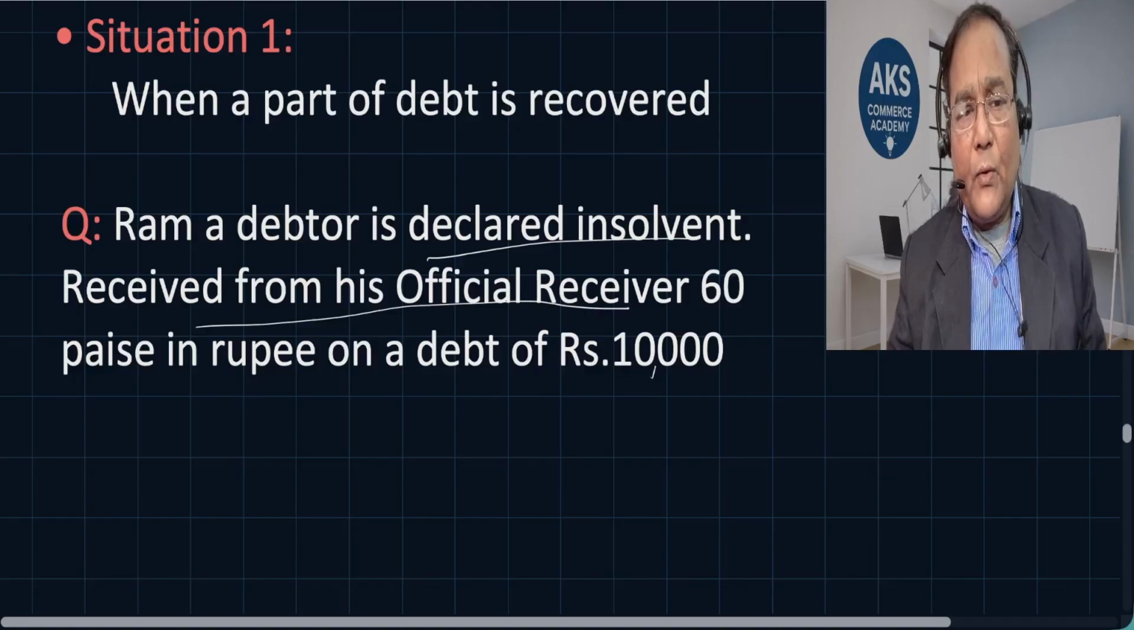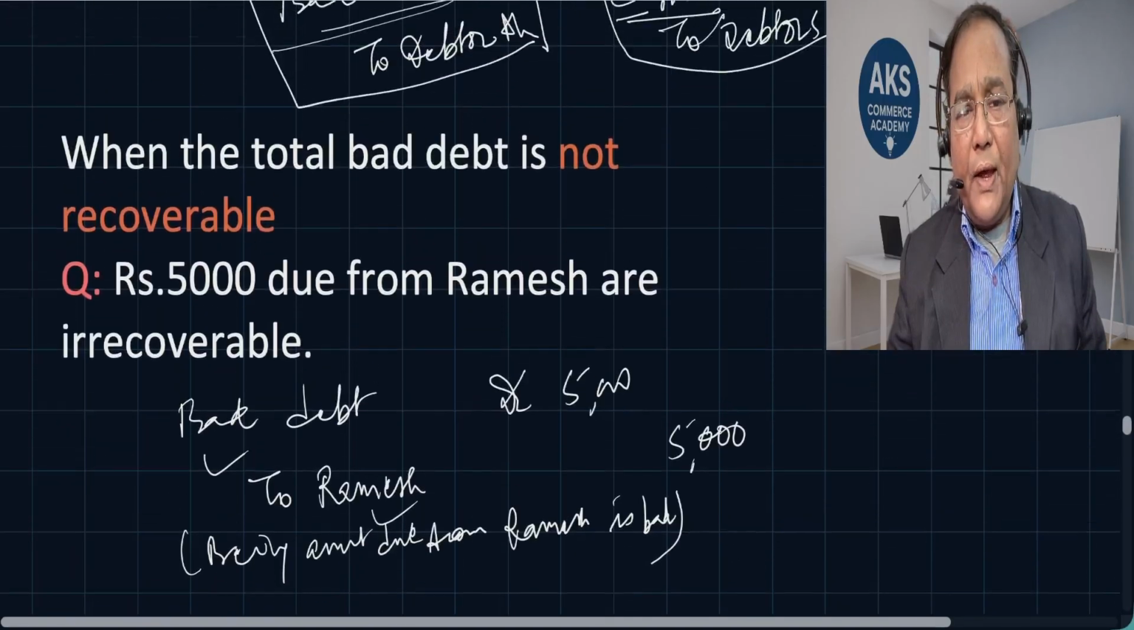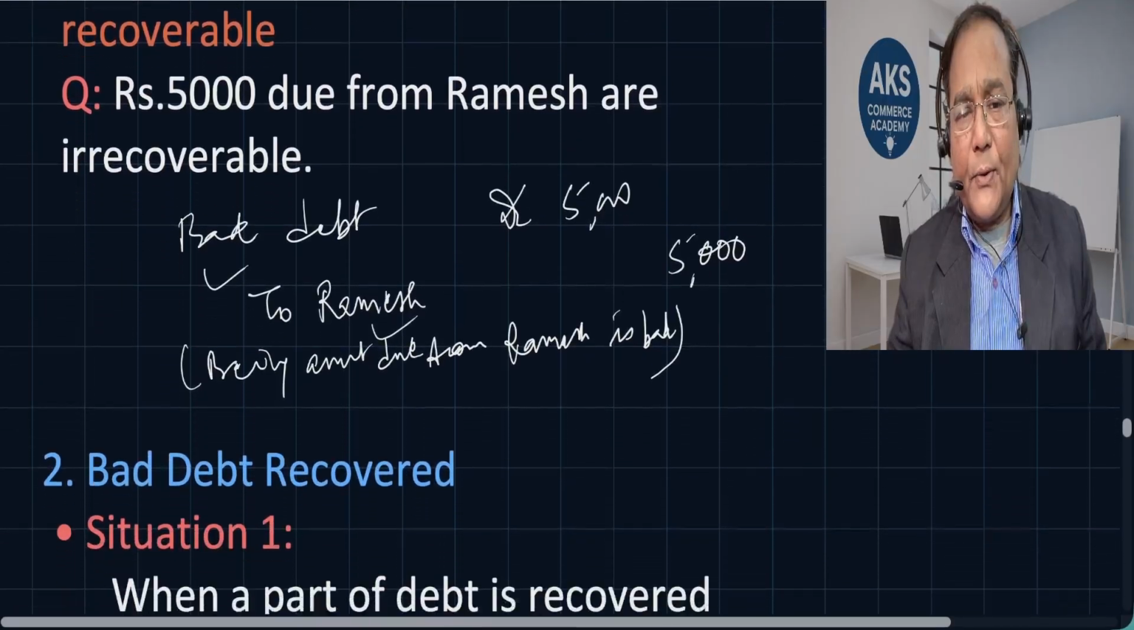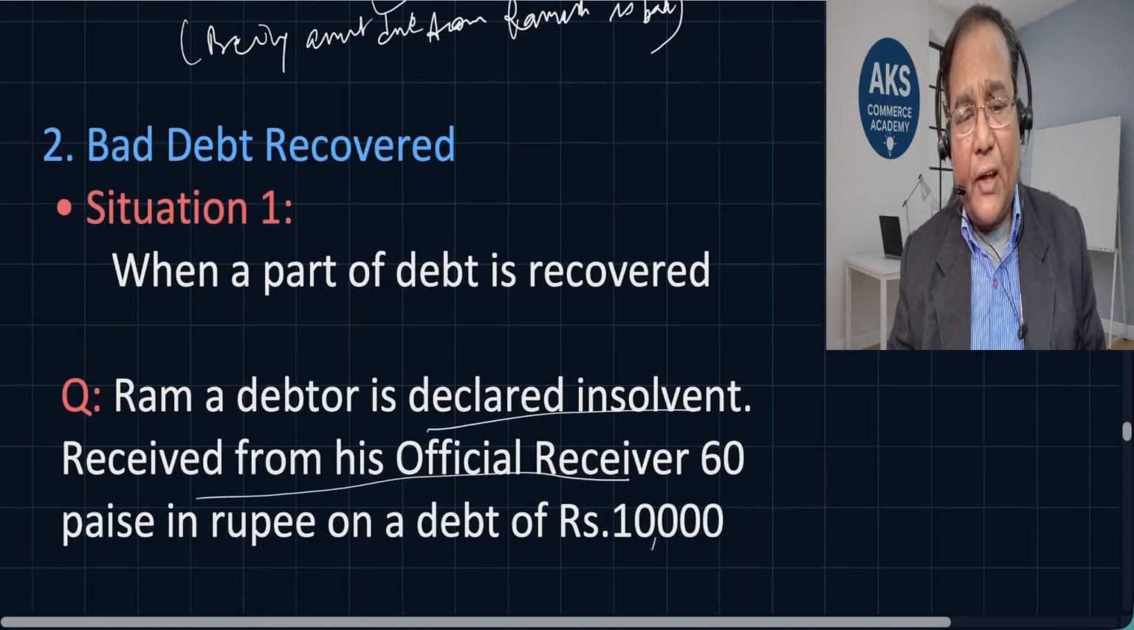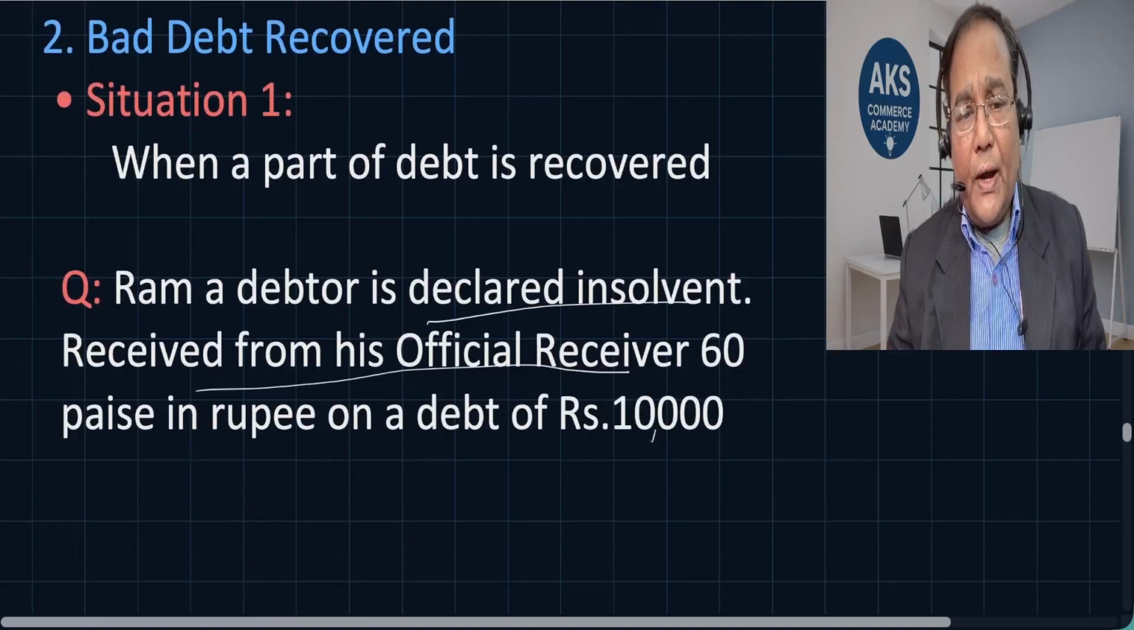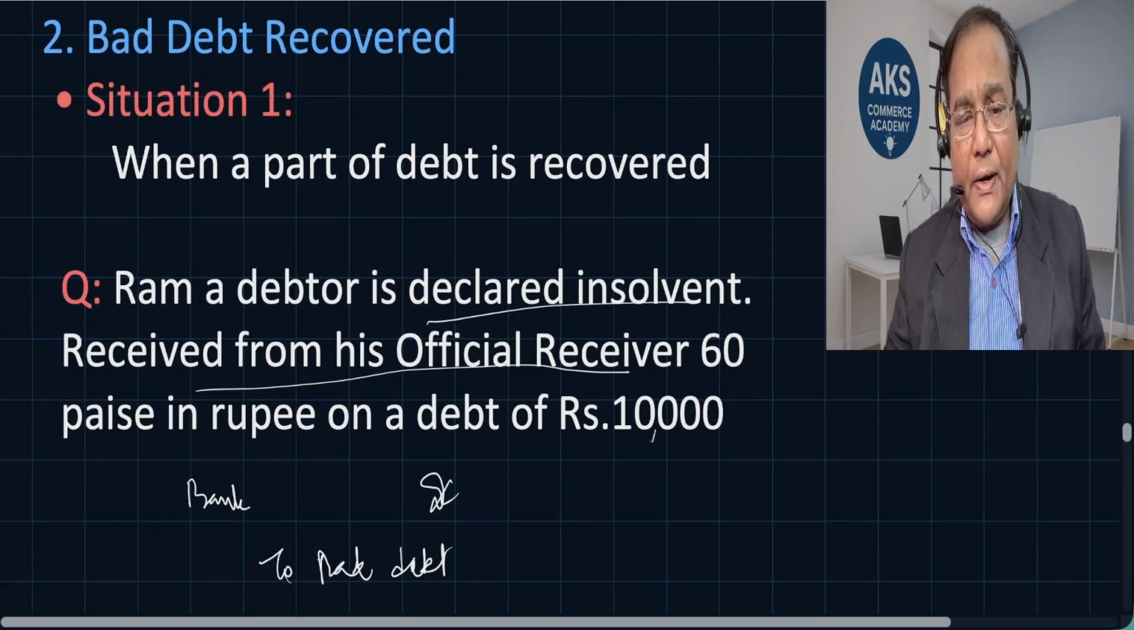So when we have treated it as bad, what is the entry that we have passed? We have treated him as bad, right? So bad debt debit to Ramesh. Now we are recovering 6,000 rupees from him. So the entry is cash account debit or bank debit to bad debt recovered account.